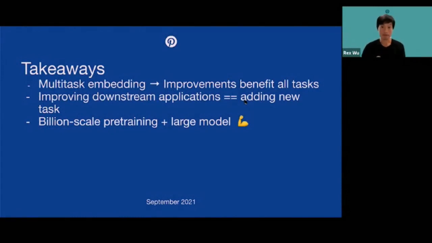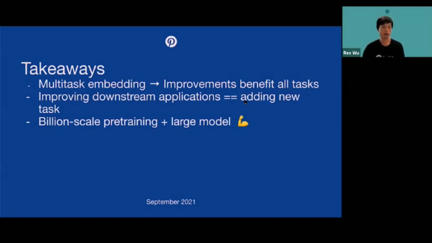But to leave you with some takeaways, those are the learnings we have at Pinterest. First, the multi-task visual embedding training setup gives us a lot of benefits. For example, if you have one improvement in the backbone model, you can easily propagate those benefits to all the tasks you care about. Secondly, if you want to improve a downstream application of your visual embedding models, you can simply add those downstream tasks into your embedding training.